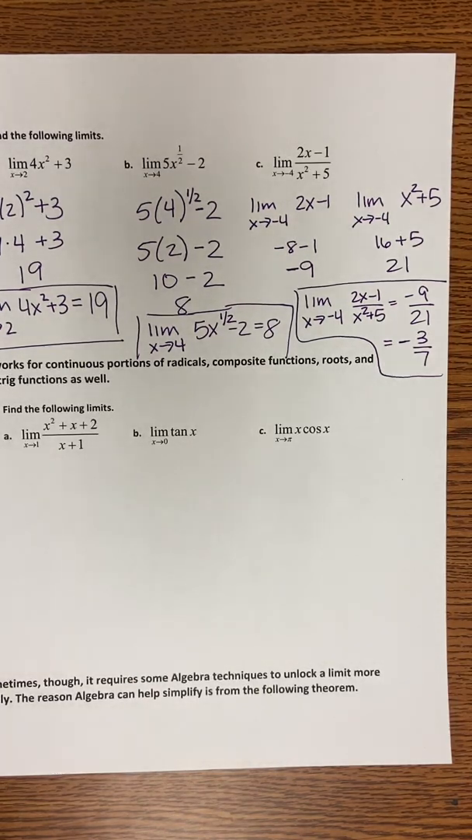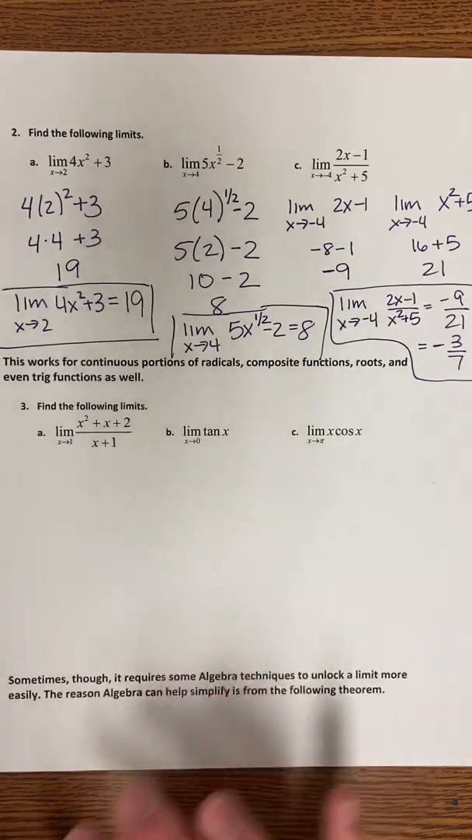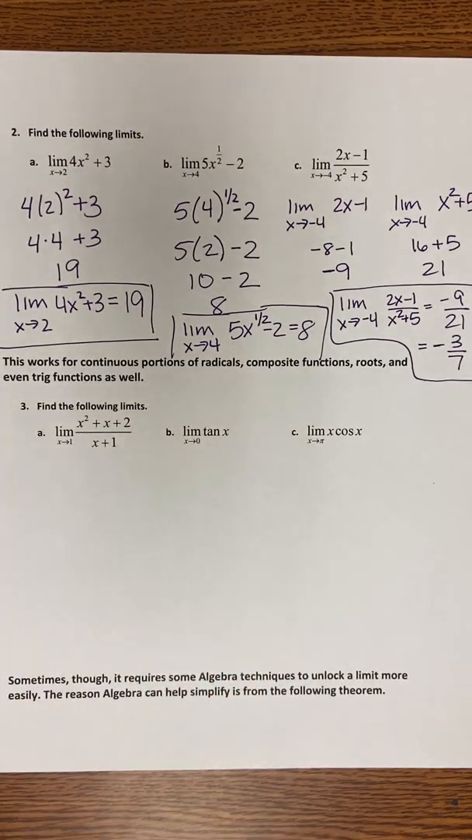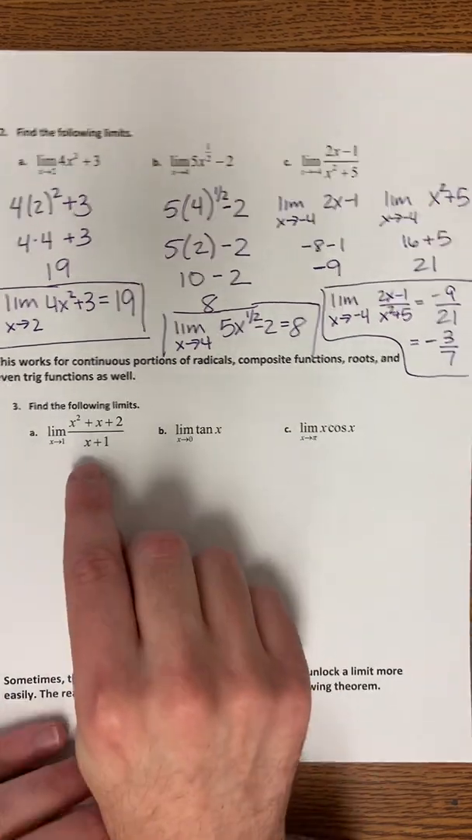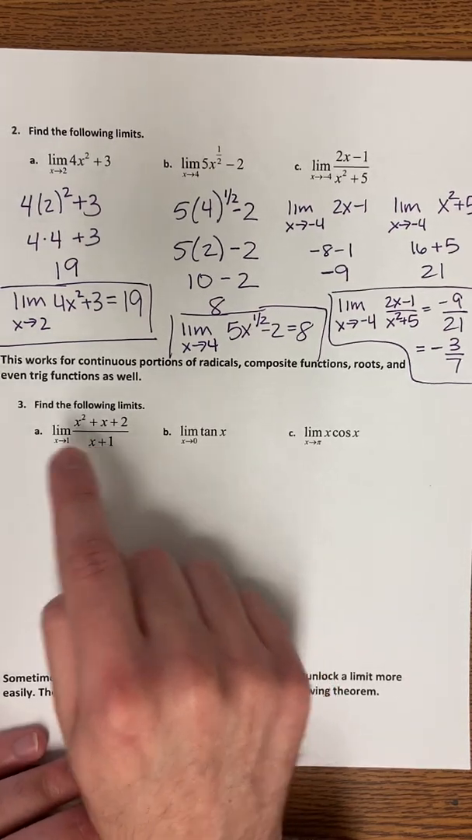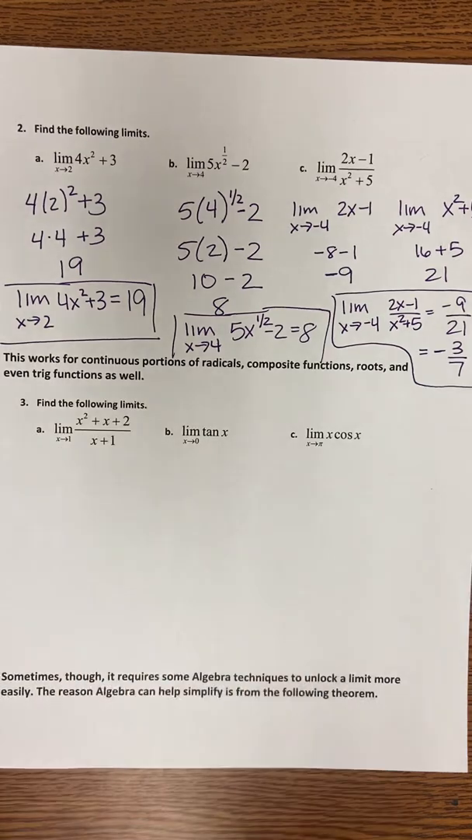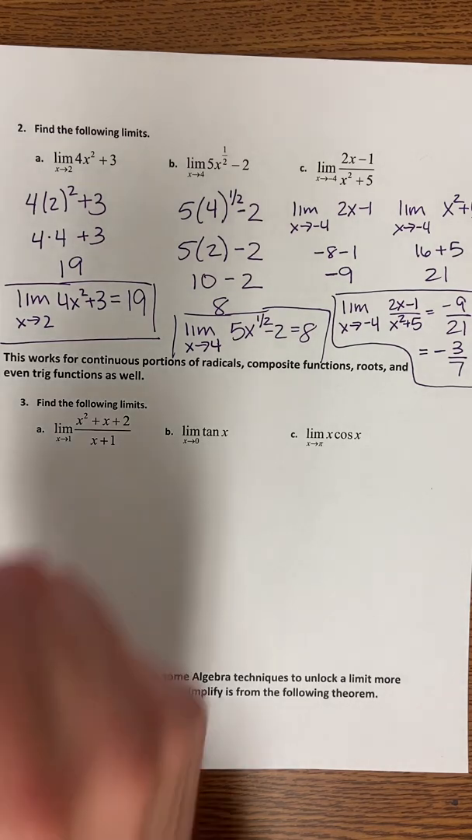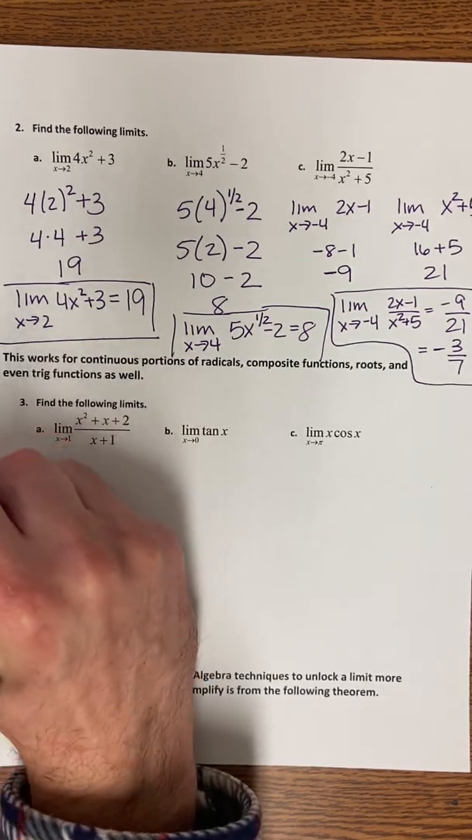The limit as x approaches 1 of x squared plus x plus 2 over x plus 1. I noticed that this is a rational and it's not defined at -1, but it is defined at 1, so that means it's not a problem to plug in because it will not cause us to divide by 0 or create indeterminate form. So I can just plug in 1.